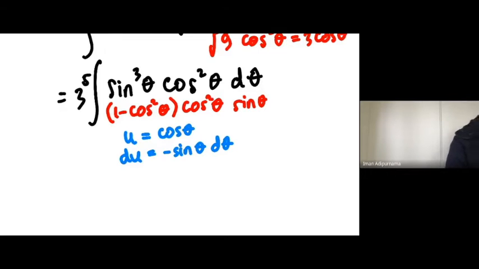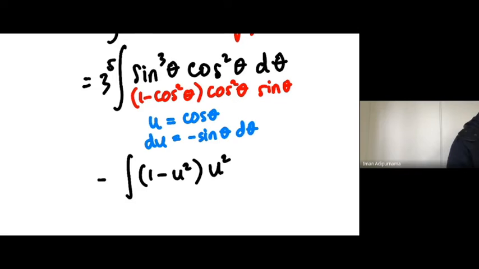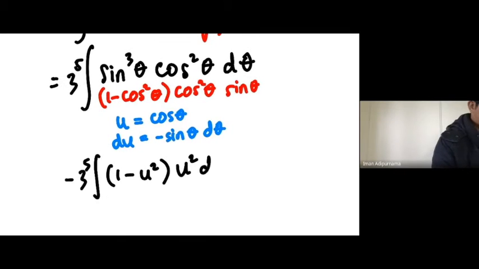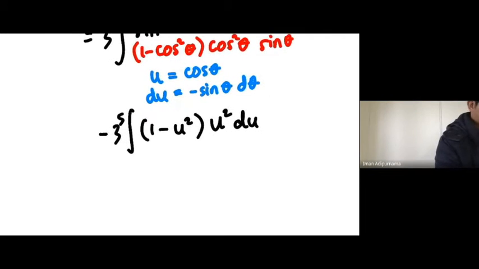Okay. Now I will get 1 minus u squared, and then we still have u squared, and the sign becomes minus. And the constant is still the same, 3 to the 5. Now we can solve this. So this becomes u squared minus u to the fourth.